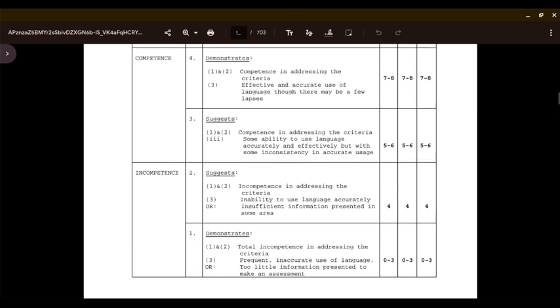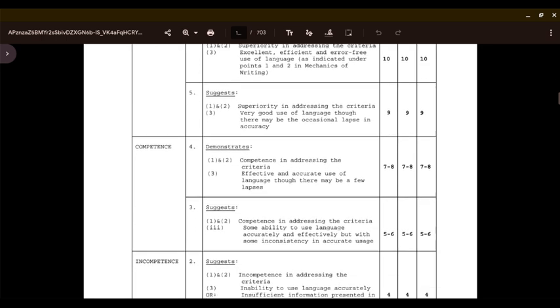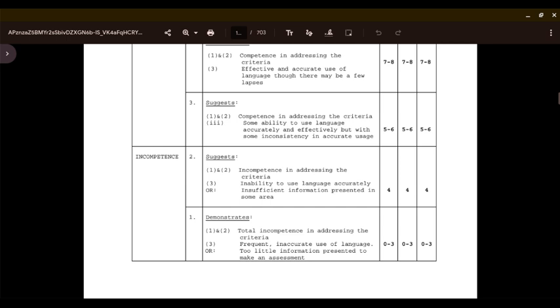All right, so again, we have our three bands on the left: superiority, competence, and incompetence, meaning that you're not really doing that well if you're in the incompetent band. Again, you can be assessed based on each category. The separate categories are, looking at the columns on the right of the screen, the first column is content, the second is organization of content, and our third column is language.